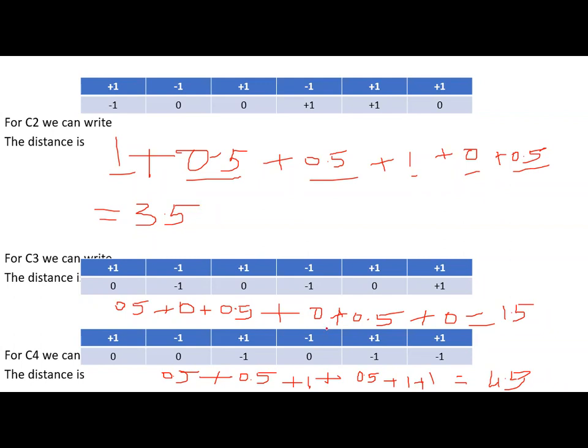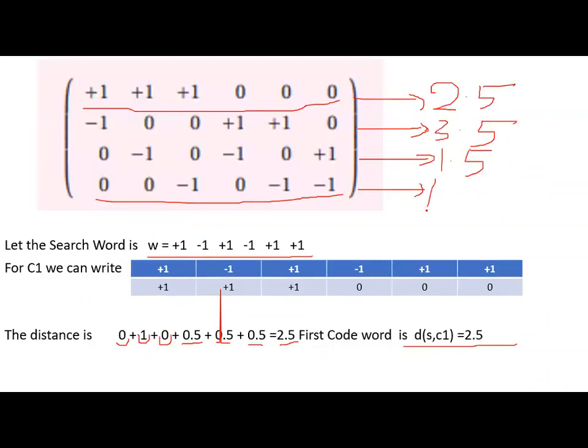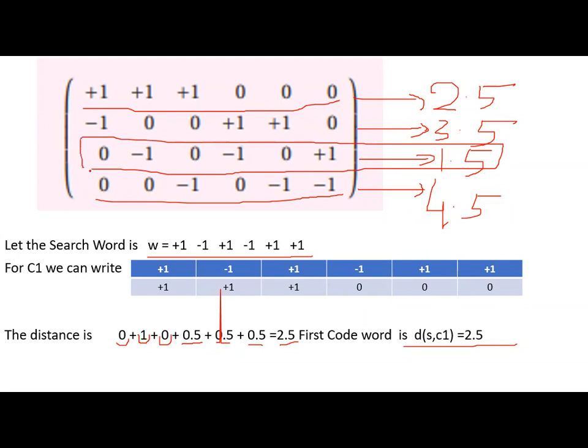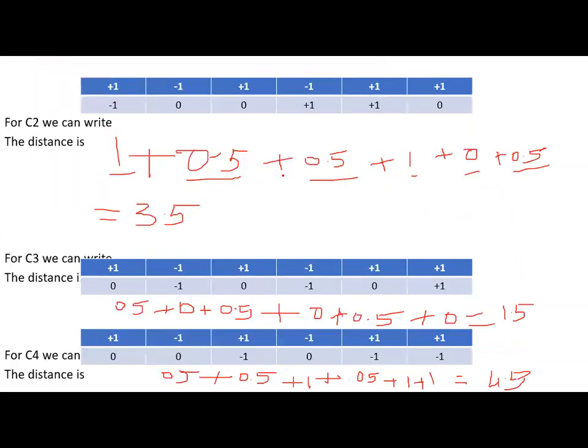So 4.5. If you write here, this is 4.5. This is how scores are calculated. So this is the predicted one. Our distance is less. It is having less distance. This is how the distance is calculated, my dear friends. Hope you understood.